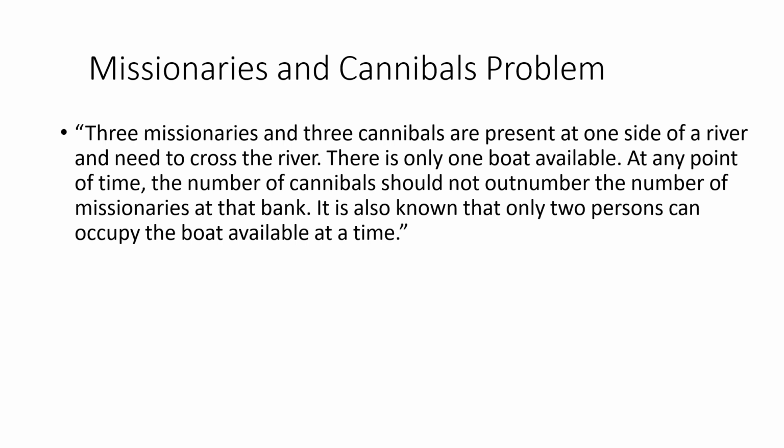So here we have 3 missionaries and 3 cannibals. They all are present at one side of the river. They want to cross the river. There is one boat, but we have a constraint. That means only one boat is available and a maximum of two people can travel. The next constraint is that at no point can cannibals outnumber missionaries on any bank.